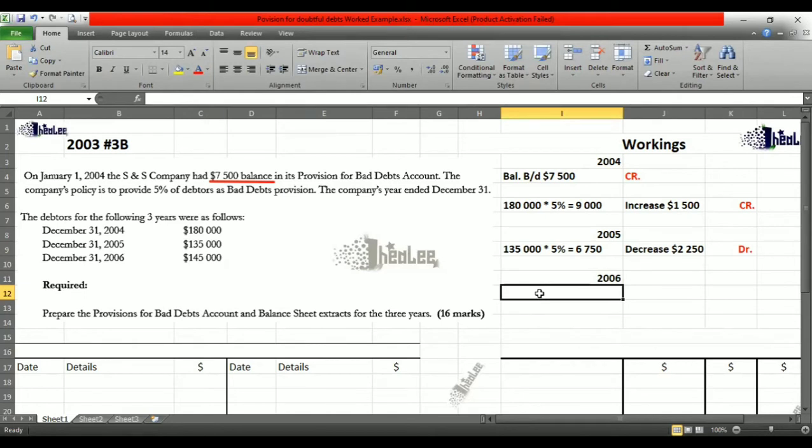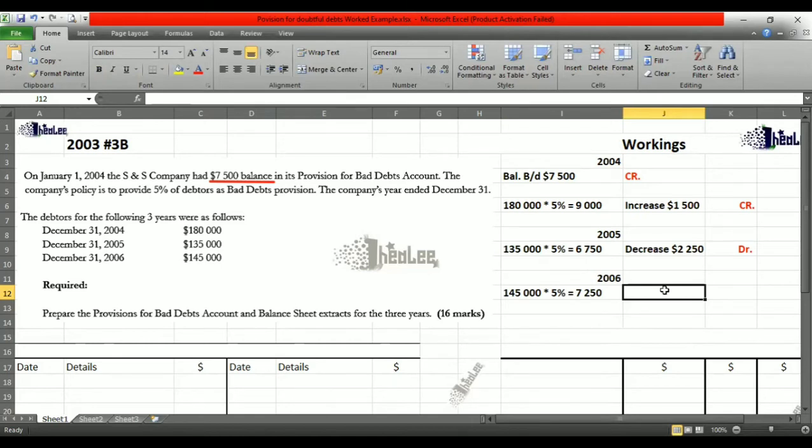Now for 2006, our debtors value is 145,000. We multiply that by the rate of 5%, which is the provision rate, and that's 145,000 times the rate of 5%, and that gives us $7,250. Now, we need to make our comparison.